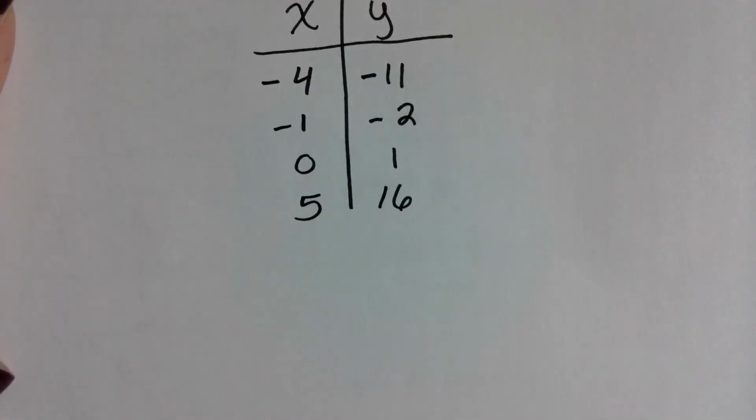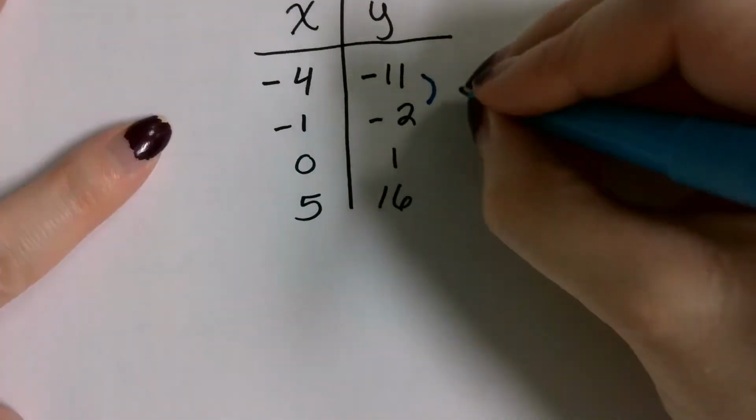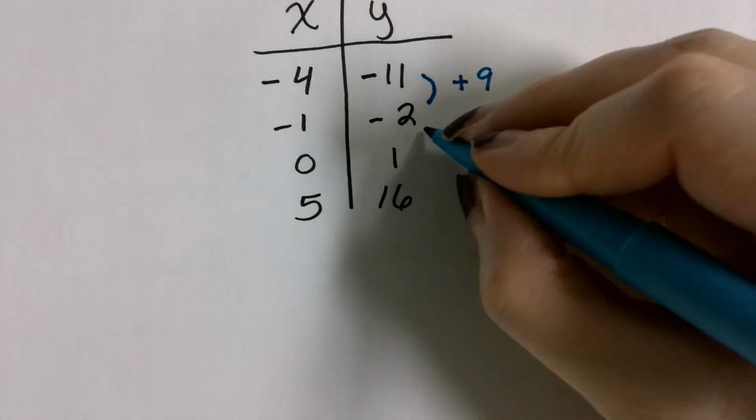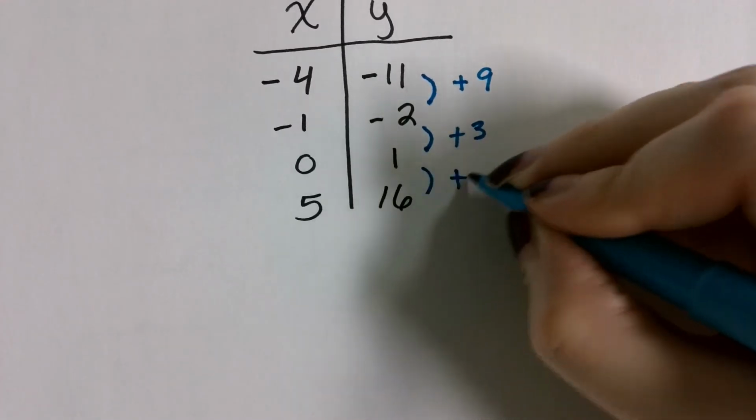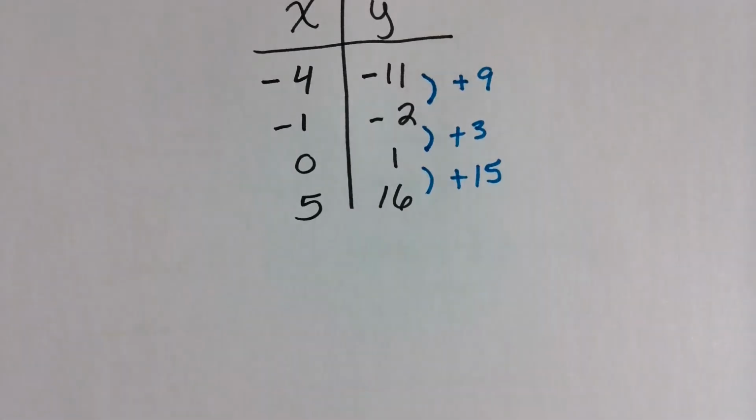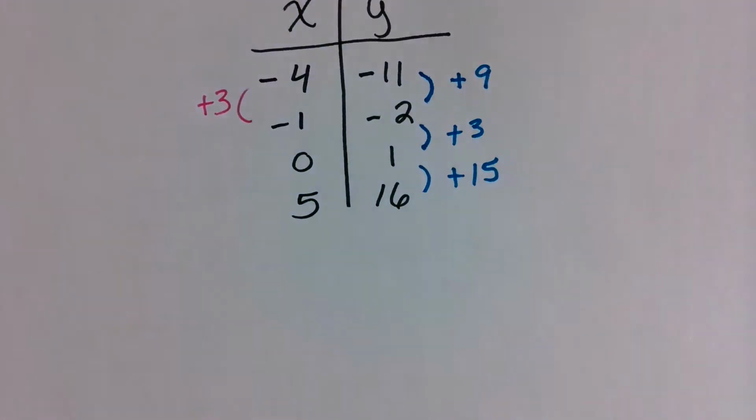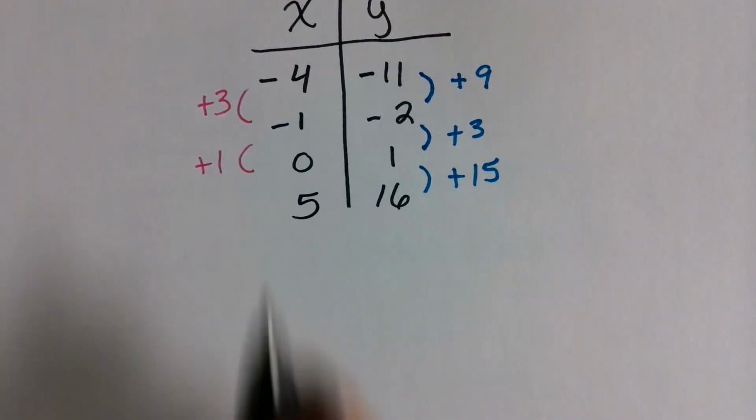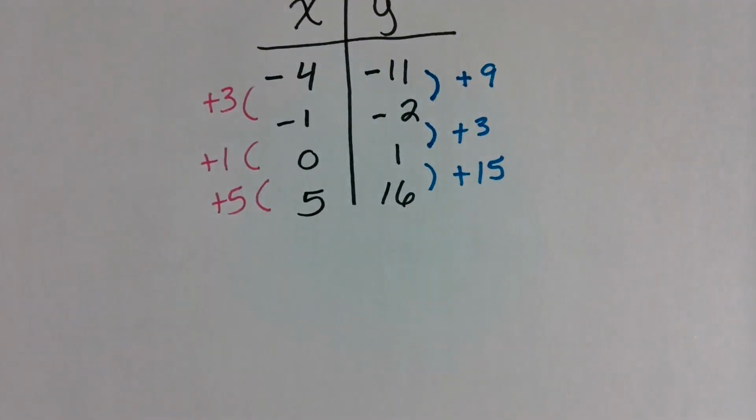So if I'm taking a look here, my y, to go from negative 11 to a negative 2, I'm increasing by 9. From negative 2 to 1, I'm increasing by 3. And then from 1 to 16, I'm increasing by 15. So none of those are consistent, are they? If I look at my x, to go from -4 to -1, I'm increasing by 3. To go from -1 to 0, I'm increasing by 1. When they go from 0 to 5, I'm increasing by 5. None of those are consistent either.